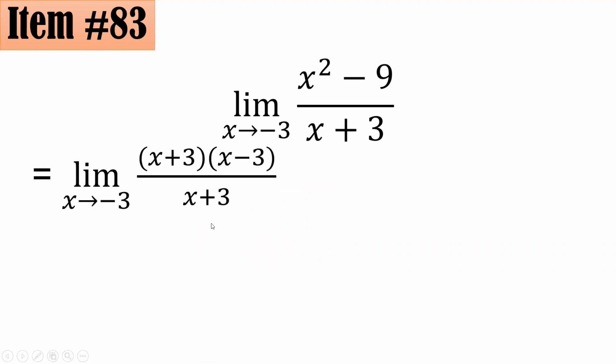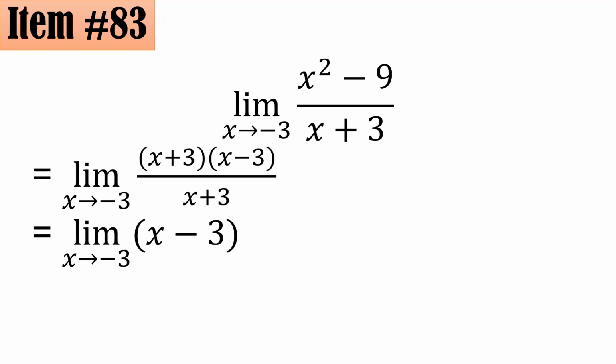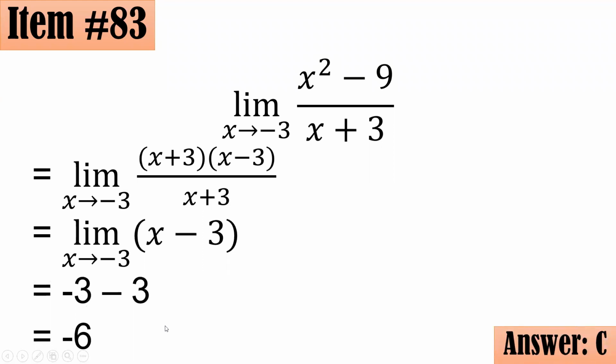And your denominator, which is x plus 3, was just copied. And the rest were copied as well. X plus 3 is a common factor. So we can divide both numerator and denominator by x plus 3. And you have the limit of x minus 3 as x approaches negative 3. And by substitution now, negative 3 minus 3, you get negative 6. Letter C. So now, letter C po, yung sagot sa number 83.